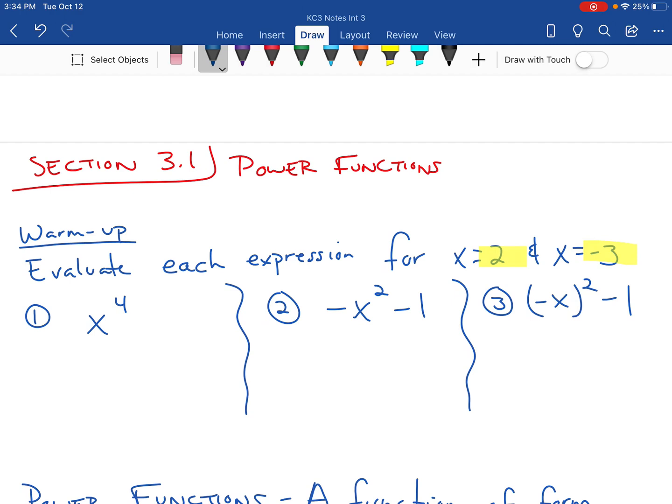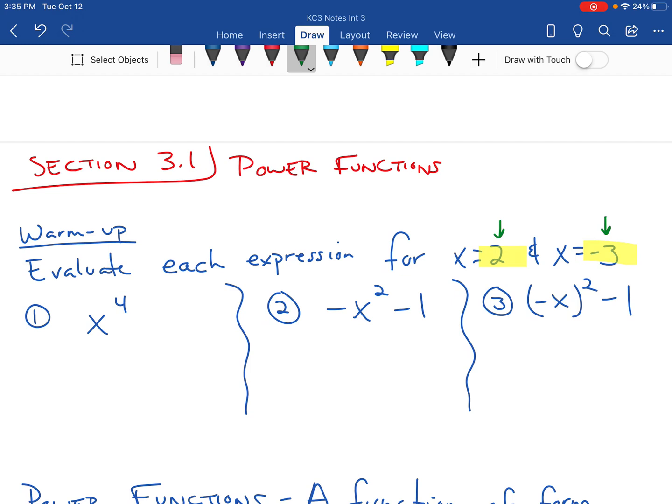But before we start that, I want you to go ahead and try these 3 warm-up problems and evaluate each expression when x is equal to 2 and x is equal to -3. Go ahead and pause this video before I move on and try to complete that. Alright, so for number 1, you are going to plug in 2 and -3 individually. So you're going to do 2 problems for number 1, 2 for number 2, and 2 for number 3.